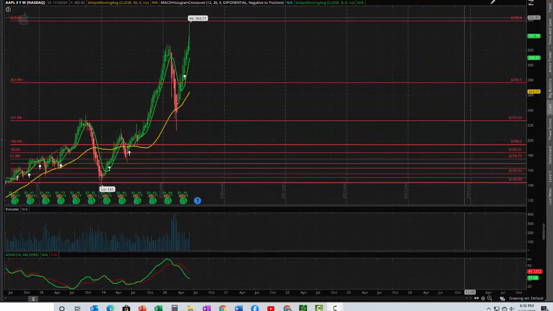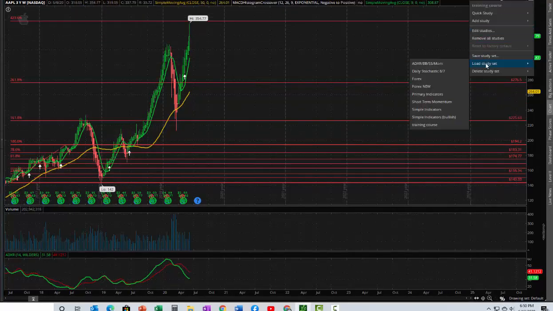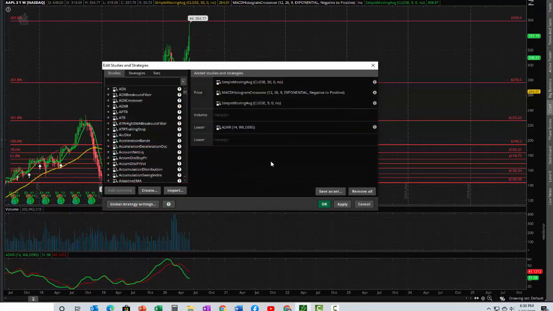So we're going to go to studies. We're going to load or edit our studies. Again, we're on the Think or Swim software. This is US based, I believe, but you should be able to find most of these indicators, if not all of them, on any well-versed type of chart setup.